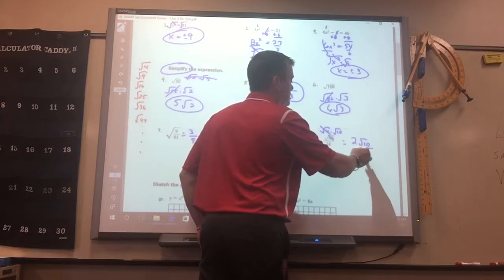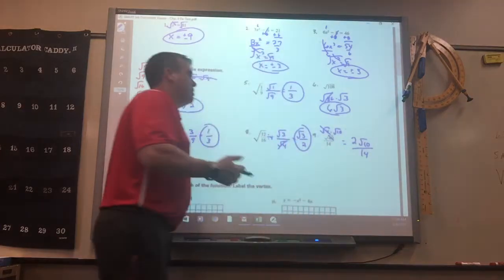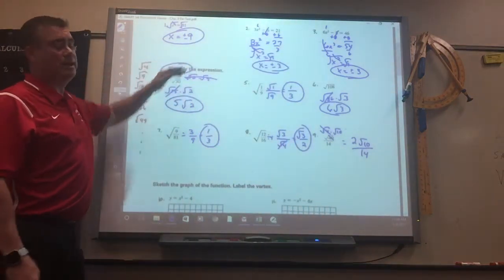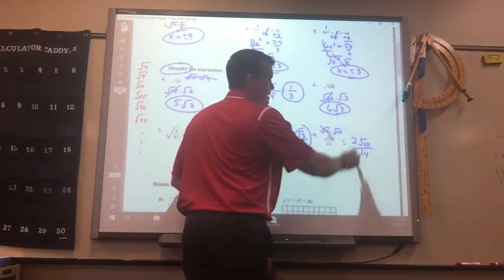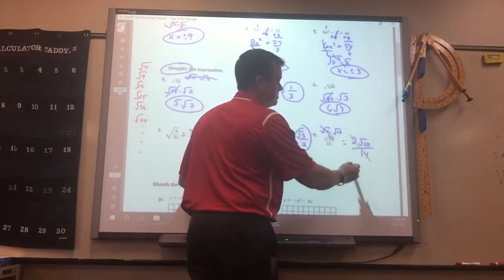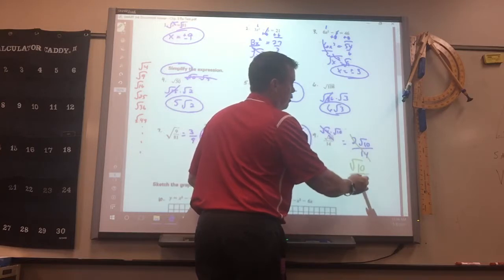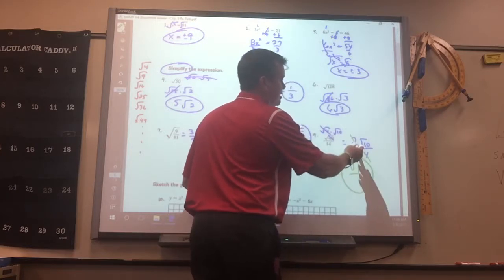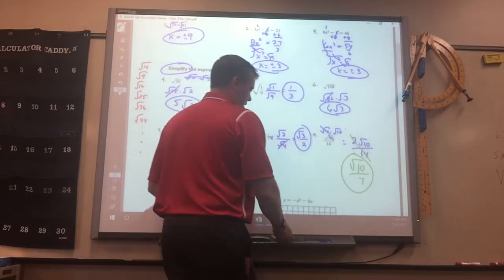So it's 2 square roots of 10 over 14, which is not quite completely simplified because you can reduce 2 over 14. It would be over 7. The 2 would cancel out, and that would turn into a 7.